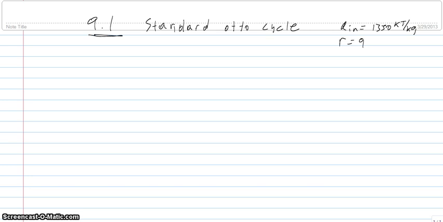Now, the problem is an air standard Otto cycle. It has a compression ratio of 9 and a heat addition per unit mass, or Qn, of 1,350. Heat addition, Qn. Alright, so at the beginning of the compression, P1 equals 100 kilopascal, and T1 equals 300 Kelvin.